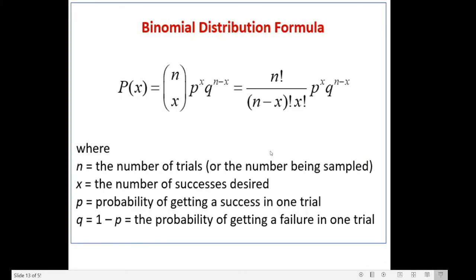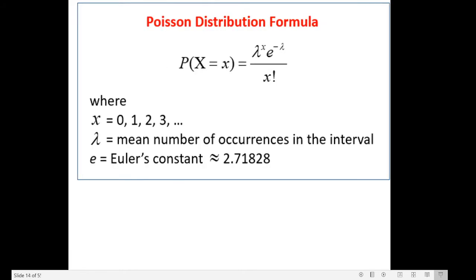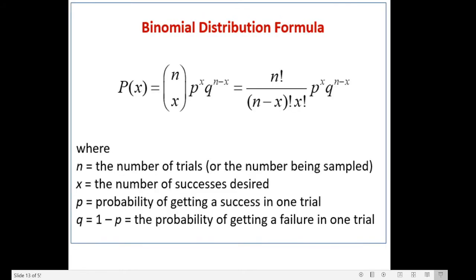Next is the binomial distribution, after the normal distribution. In this binomial distribution, we can calculate. Here we have four equations alone. These two equations are very, very important: the Poisson distribution and the binomial distribution. They ask the questions from that point of view alone.